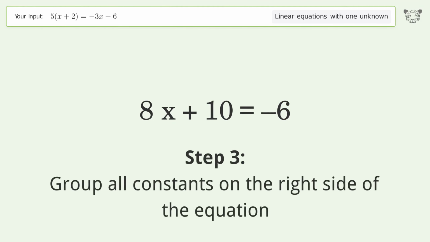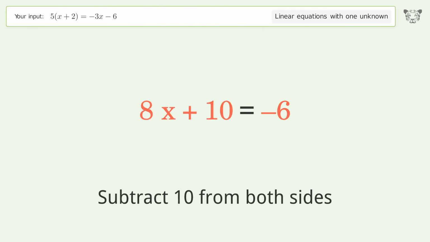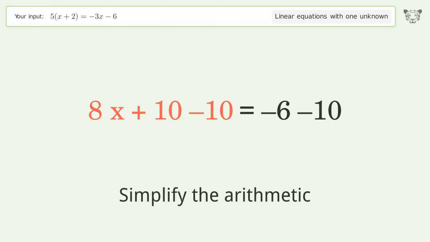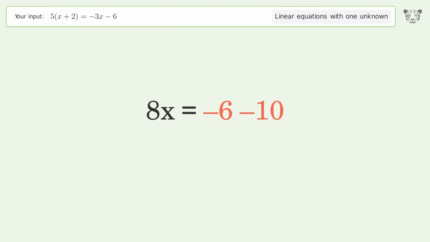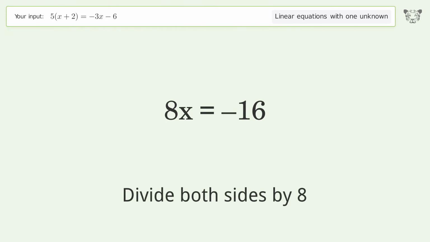Group all constants on the right side of the equation. Subtract 10 from both sides. Simplify the arithmetic. Isolate the x. Divide both sides by 8.